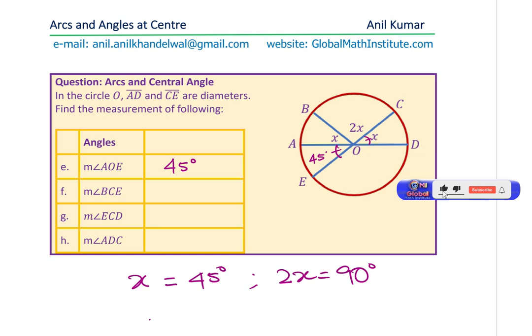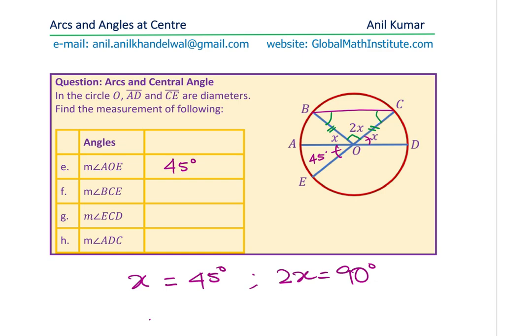So let me just join B and C here, and then we'll find the measurement of angle BCE. Now, in this particular case, if you look at it, angle BCE is this angle, correct? Now, here we have an isosceles triangle. Since these two sides are radii, it is an isosceles triangle. So, in this particular case, we know that here we have 90 degrees. So, the other two angles, sum should be 90 degrees, right?